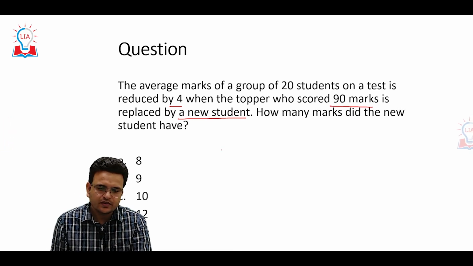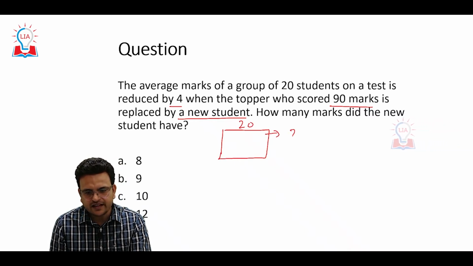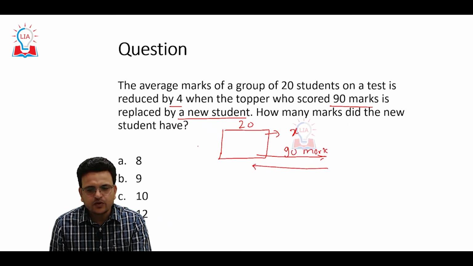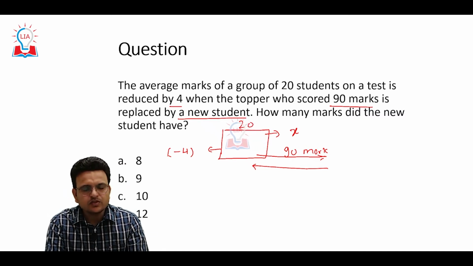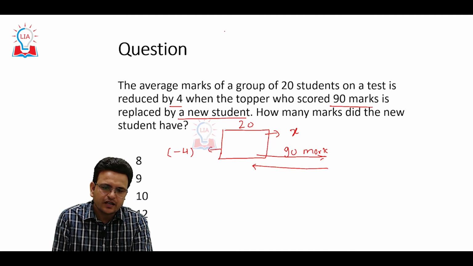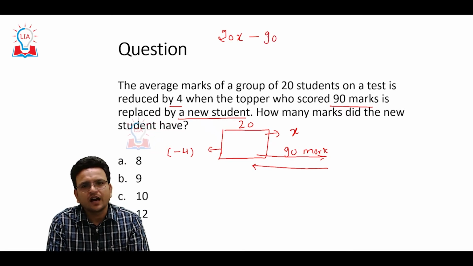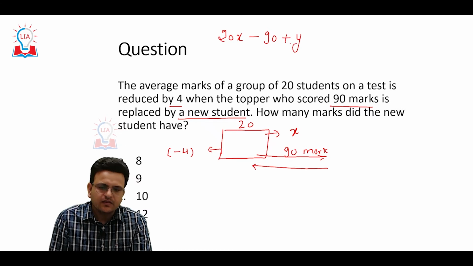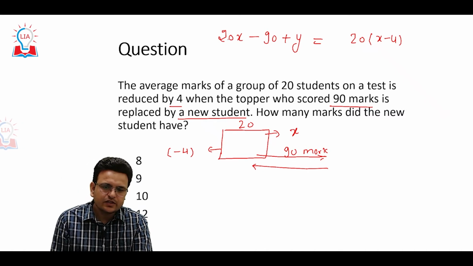Okay, now we have a group. In the group there are 20 students. Okay, they have some average, consider x. One person who scored 90 marks is leaving. Another person is entering. Because of that, the average has reduced by 4. So here first of all you have to understand the total marks. Initial total marks was 20x. One person has left with 90. Another person came with some marks, y. Because of that we can say the average was reduced by 4. Clear? So this is the equation we can make.